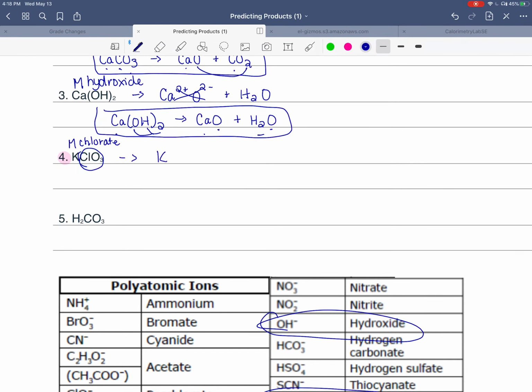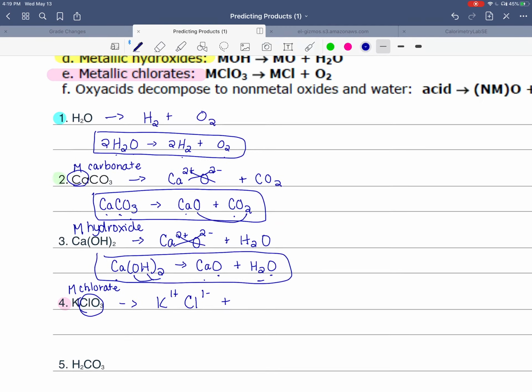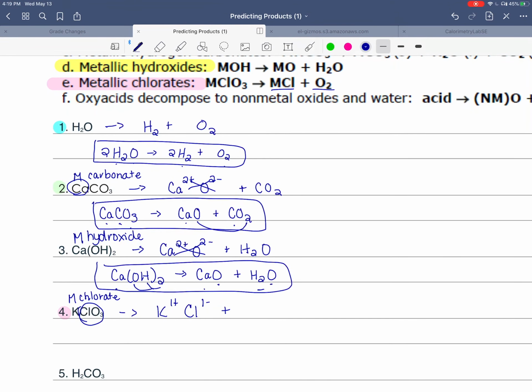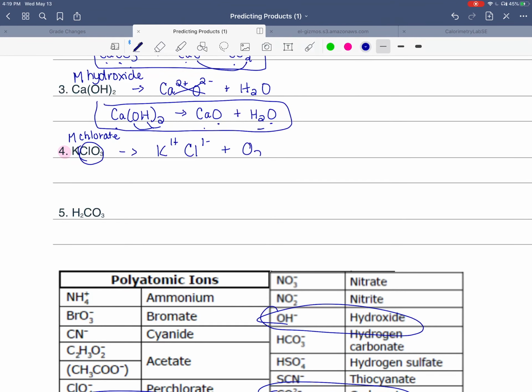The metal is not calcium. The metal is potassium. And it's going to bond with chlorine. And then we're going to have the metal chloride and the oxygen. So the final equation is going to be KClO3 yields the metal chloride plus oxygen. That should be an arrow.